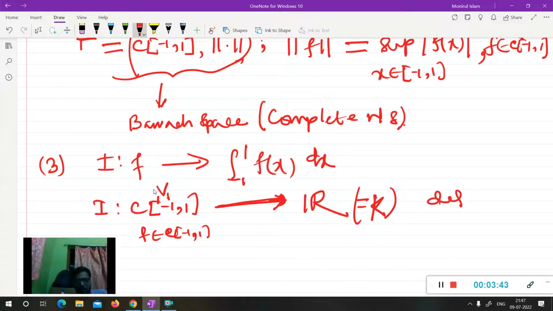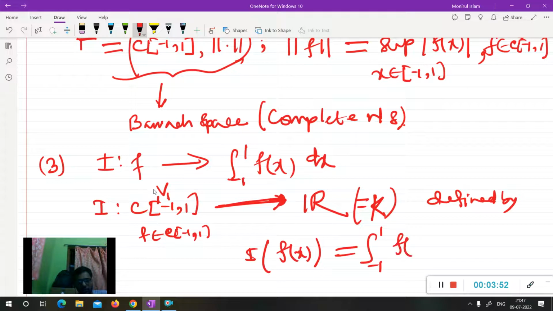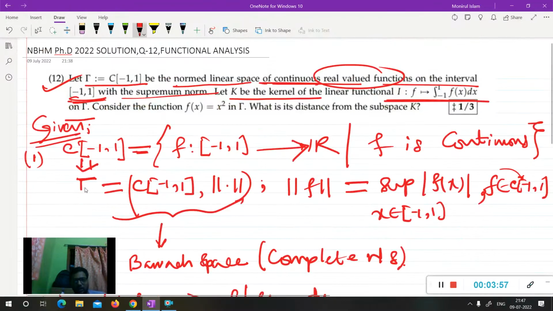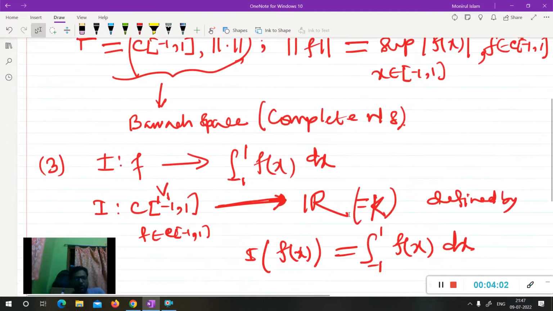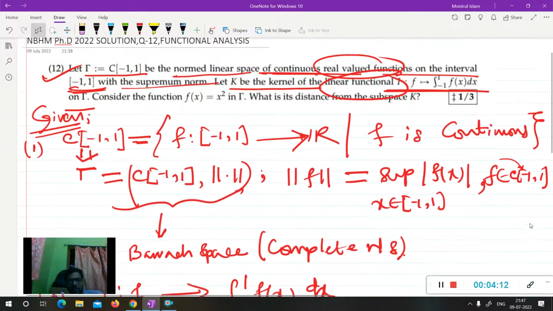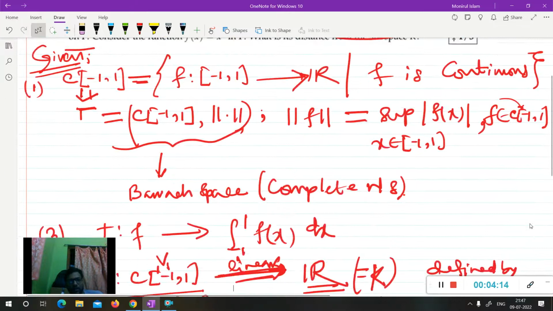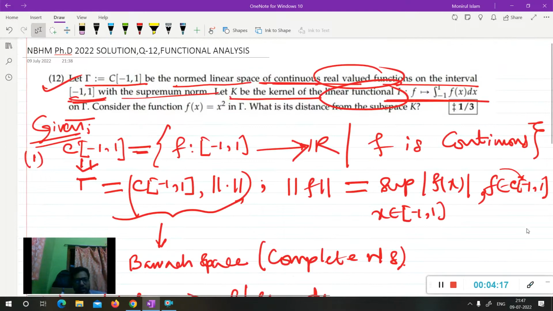It is defined such that I(f) is the integral from -1 to 1 of f(x) dx. This is the definition of I, and it is given as a linear functional, so we have no need to prove it. Since it is a mapping from a normed linear space to the scalar field, it is a functional, and you can easily prove it is linear, but it is given. Now K is the kernel of this linear functional, which you can easily compute.